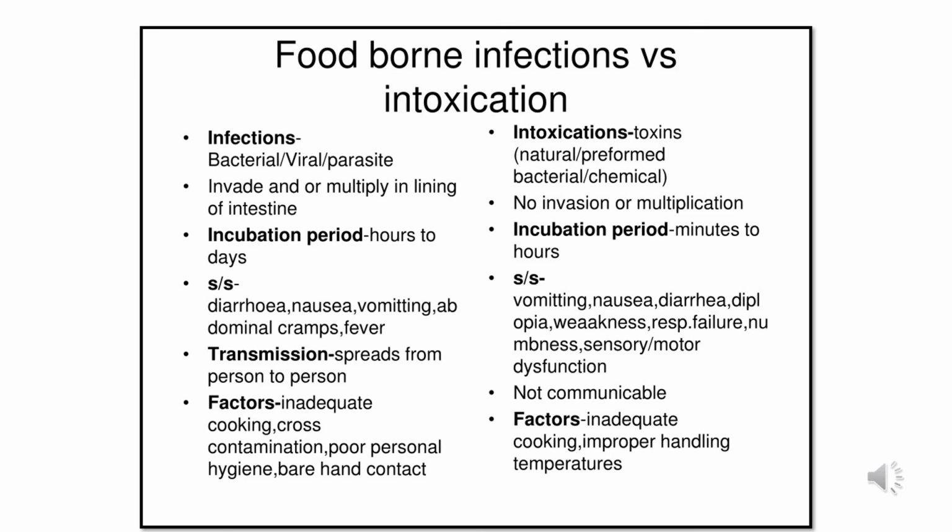The main signs and symptoms of food infection are diarrhea, nausea, vomiting, abdominal cramps and fever. Whereas the signs and symptoms of food intoxication, which is food poisoning, are vomiting, nausea, diarrhea and weakness. Almost the signs and symptoms are a little bit similar, with slight changes. Then the transmission: food infection is spread from person to person, whereas food poisoning or food intoxication is not a communicable disease. It cannot be spread from person to person, whereas food infection is a communicable disease.